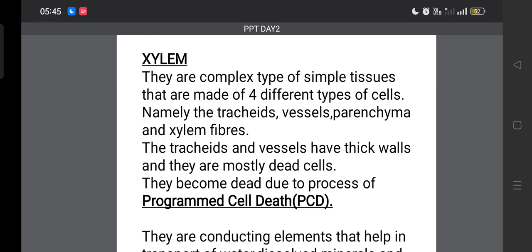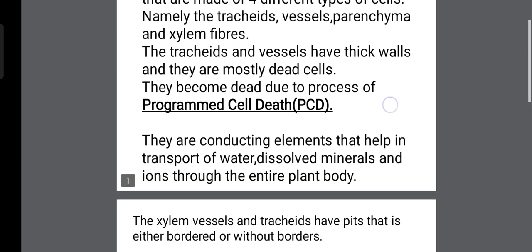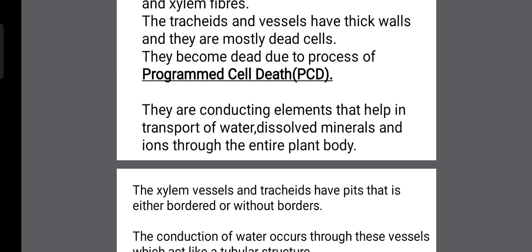Both mean the same. Now, the tracheids and vessels have thick walls and they are mostly made up of dead cells. Now, how do they become dead cells? It is due to the programmed cell death that occurs within the plant body to make it a conducting element to conduct water through the entire plant body. These are conducting elements that help in transportation of water, dissolved minerals, and ions through the entire body.